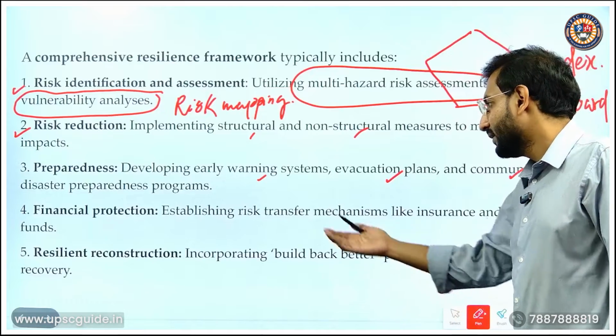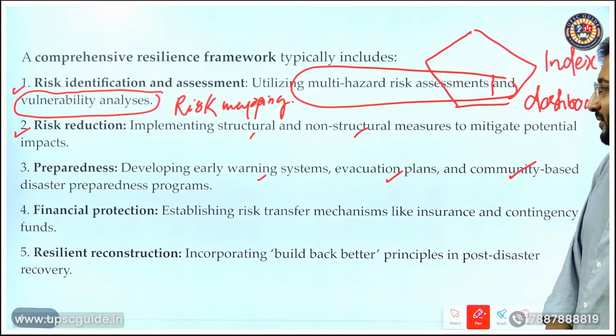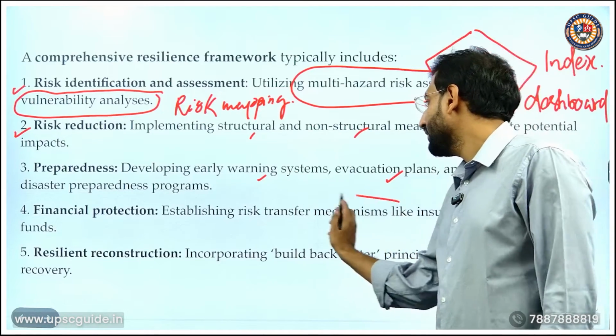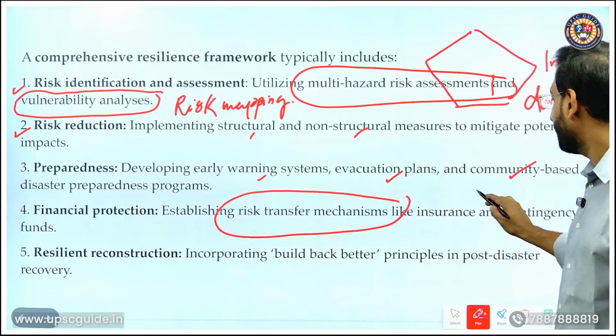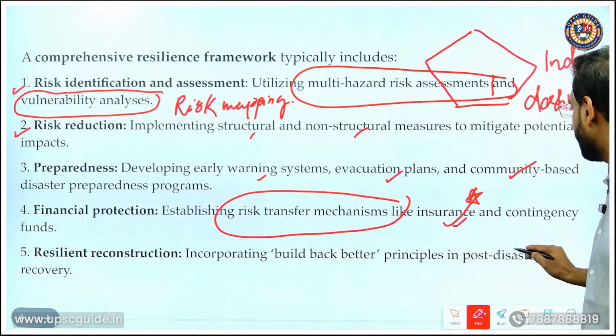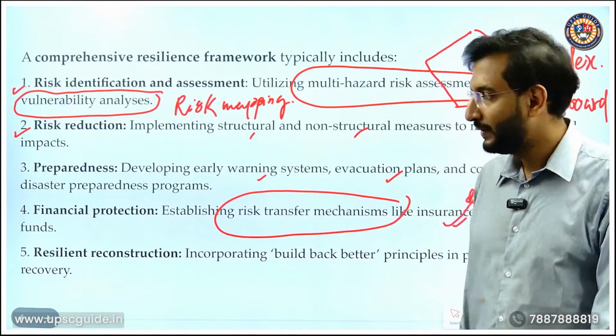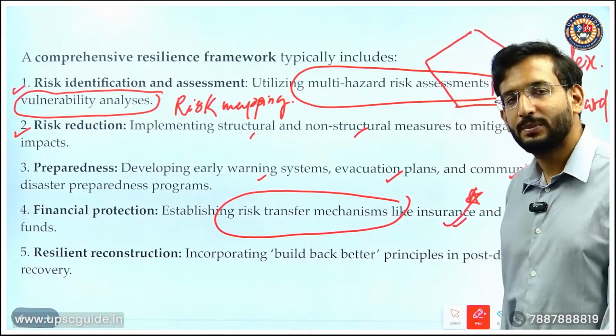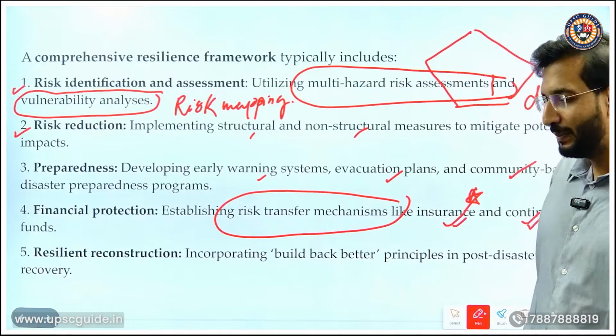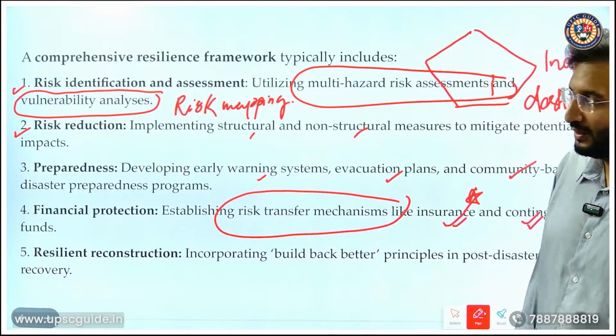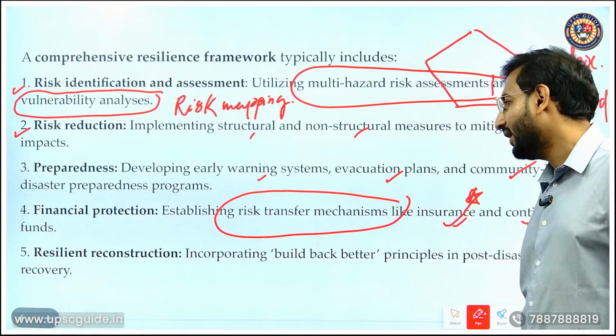Then fourth is your financial protection, that is establishing a risk transfer mechanism through insurance, very important, and a contingency fund, a disaster risk contingency fund. There should be financial protection for the people who are affected by this disaster, and insurance can help with it.